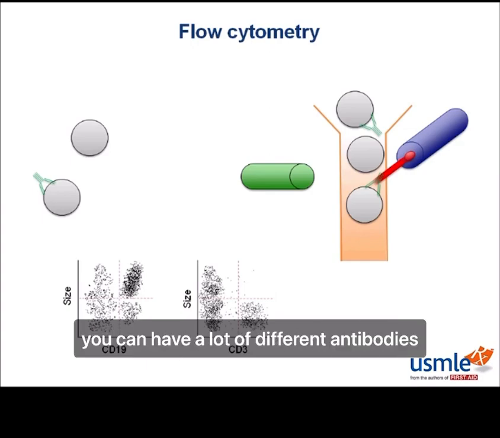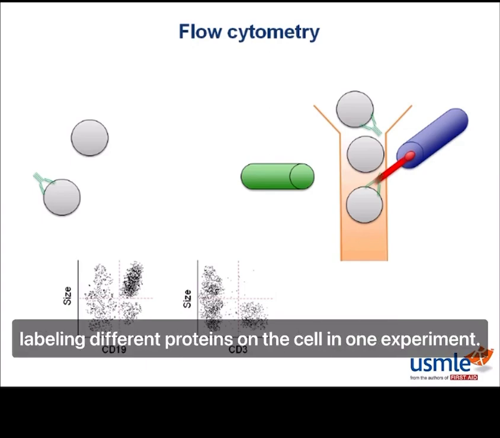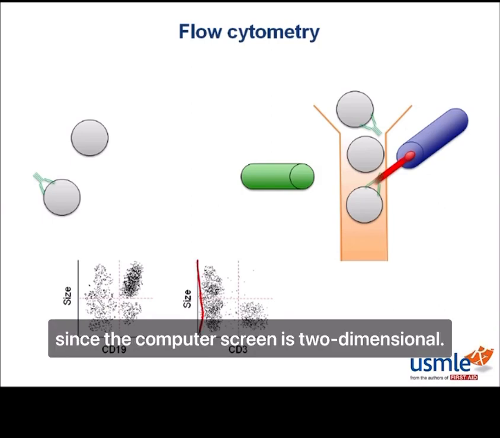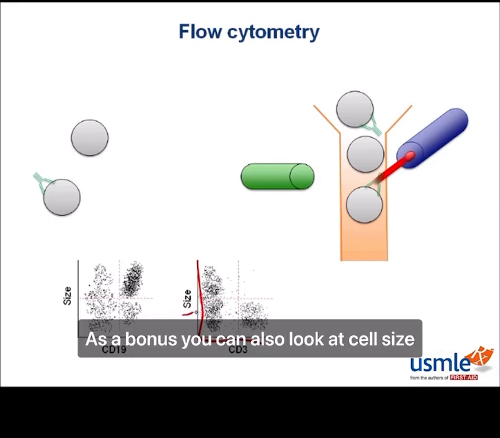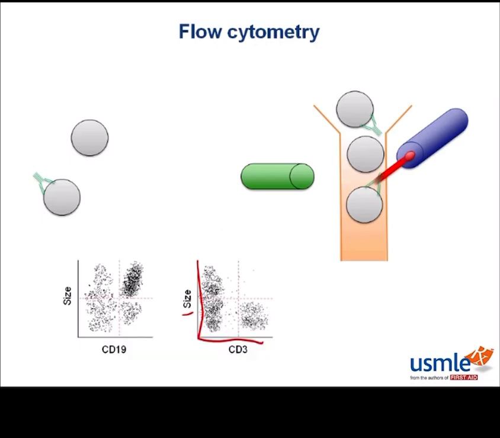As I said before, you can have a lot of different antibodies labeling different proteins on the cell in one experiment, but you can only look at 2 at a time since the computer screen is 2-dimensional. As a bonus, you can also look at cell size, which is automatically measured by the machine without any antibodies required. So here's an example.